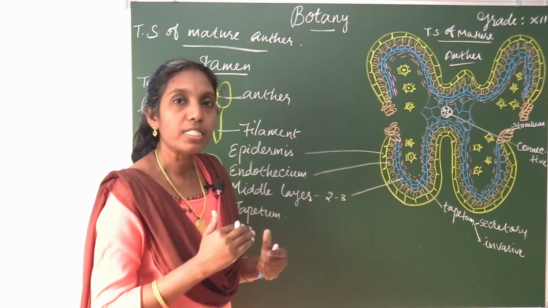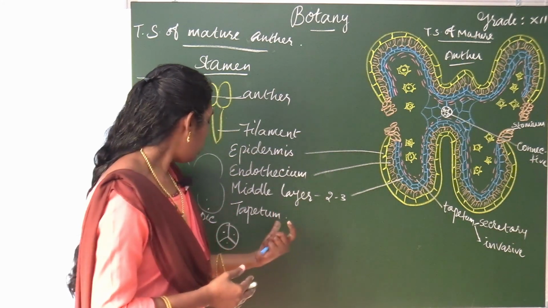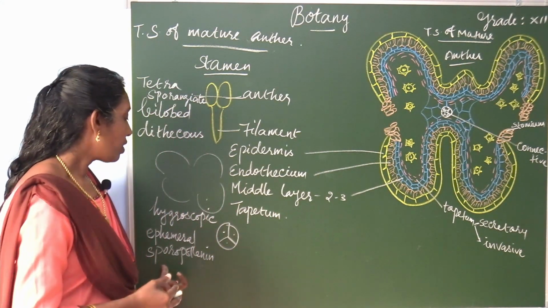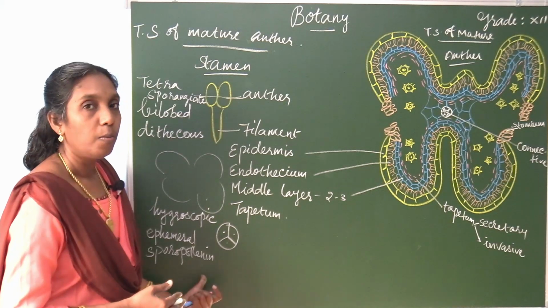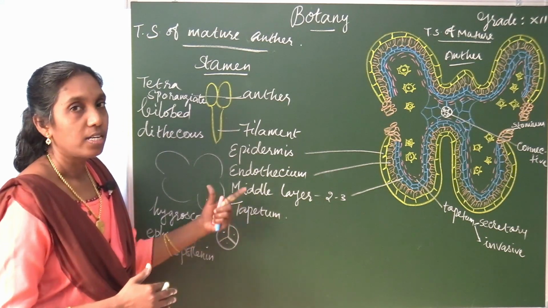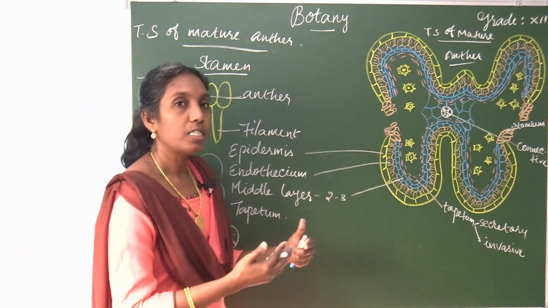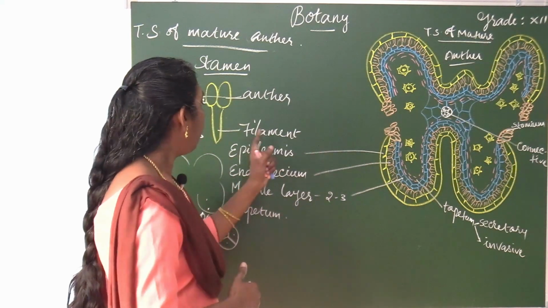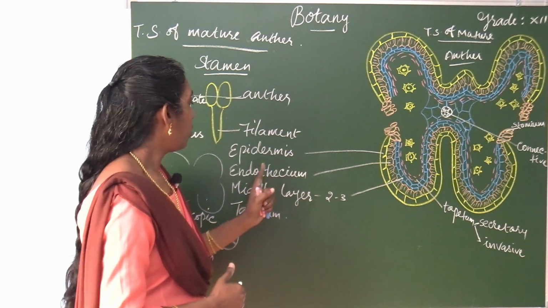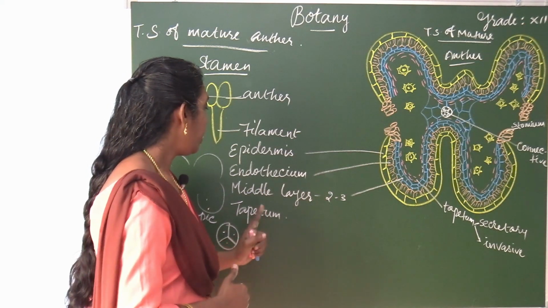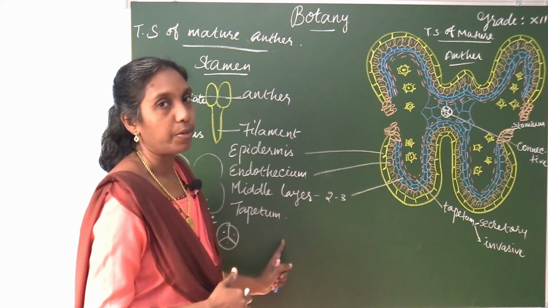Exine is made up of cellulose and sporopollenin. So, this tapetum contributes the sporopollenin layer. That is the function of tapetum. So, tapetum is the innermost layer. Now, four wall layers are there: epidermis, endothecium, middle layer and tapetum.